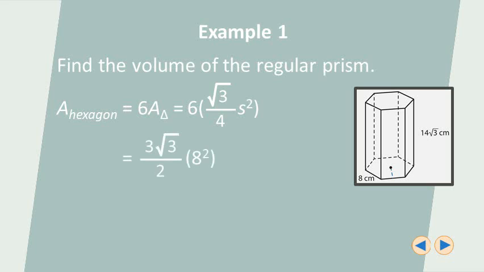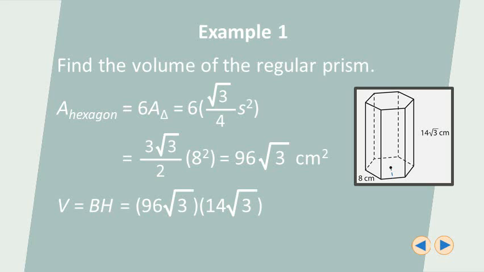So we plug in the number 8, we reduce the 6/4 to 3/2, right? That's the area of a hexagon. And that comes out to 96 times the square root of 3 centimeters squared. So there's our B. So here's our overall volume. So now we just have to multiply it by H. So that's 14 times the square root of 3. So the square roots are going to get rid of each other. And our total is going to be 4,032 cubic centimeters.